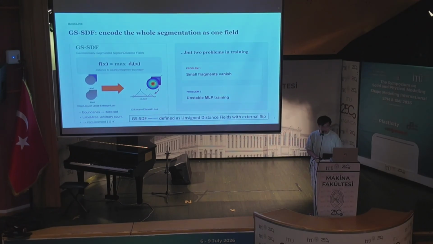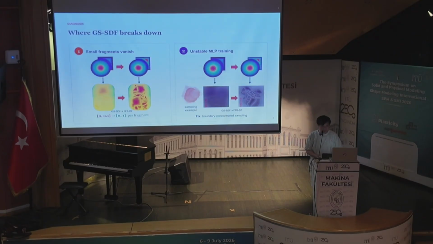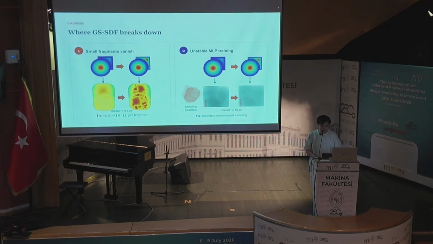When we actually train on it, two problems appear. The first is that small fragments vanish. The second is that MLP training is unstable. For problem one, a small fragment spans a tiny distance range, so 0 to 0.1 can be the main part of its values, while a large one spans the full range. Sampling and regression barely see the small values, so the small fragments simply disappear.